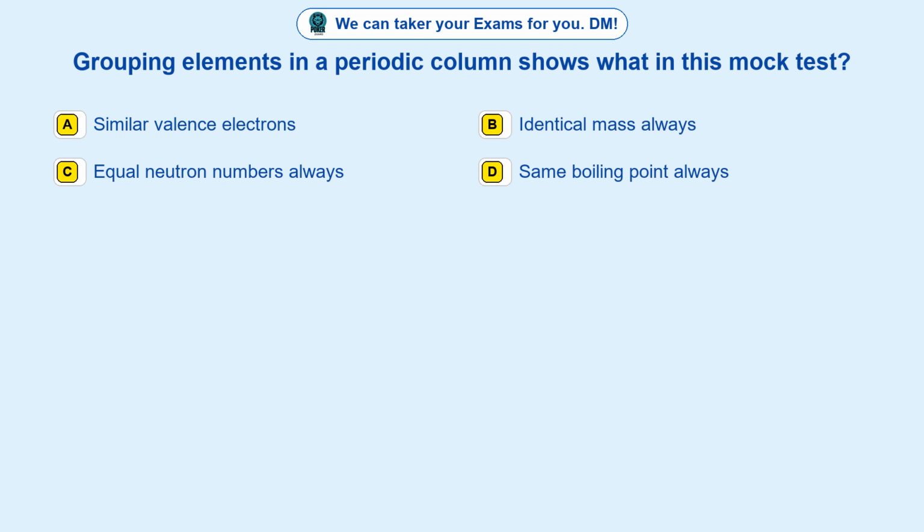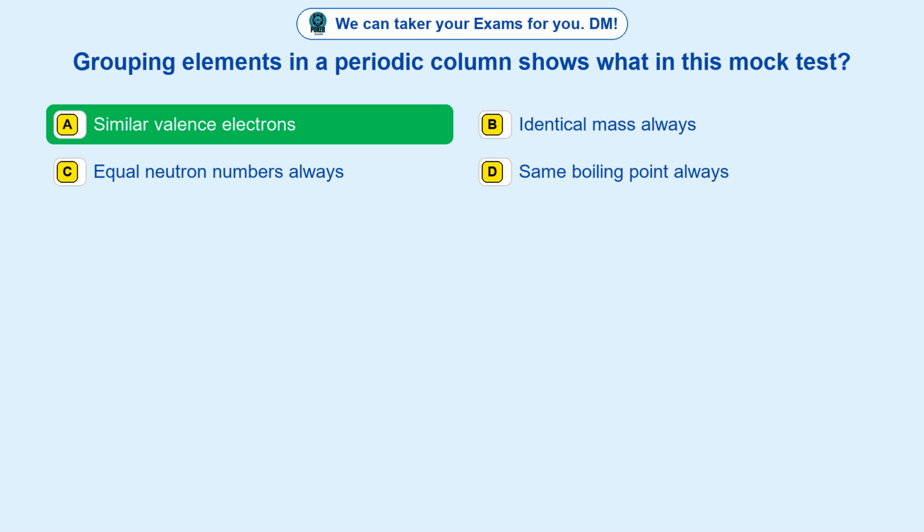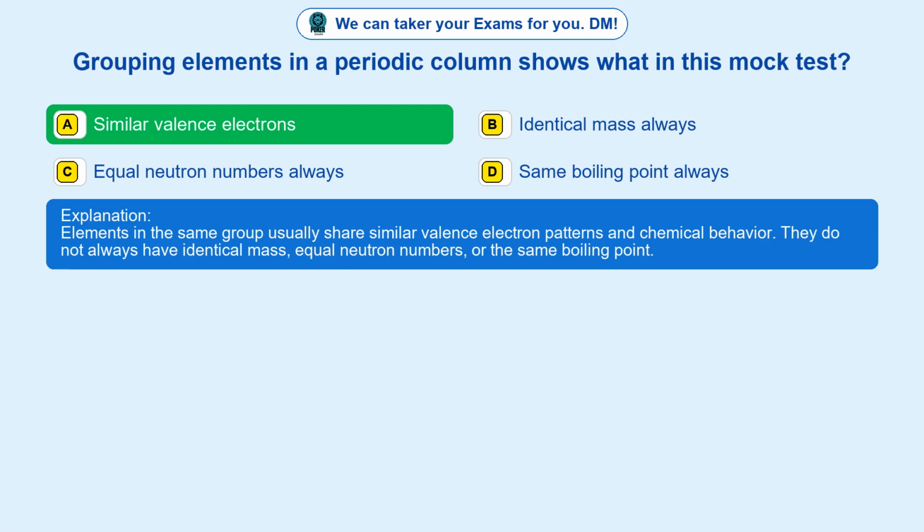Question 40. Grouping elements in a periodic column shows what in this mock test? Option A, similar valence electrons. Option B, identical mass always. Option C, equal neutron numbers always. Option D, same boiling point always. The correct answer is option A, similar valence electrons. Elements in the same group usually share similar valence electron patterns and chemical behavior. They do not always have identical mass, equal neutron numbers, or the same boiling point.